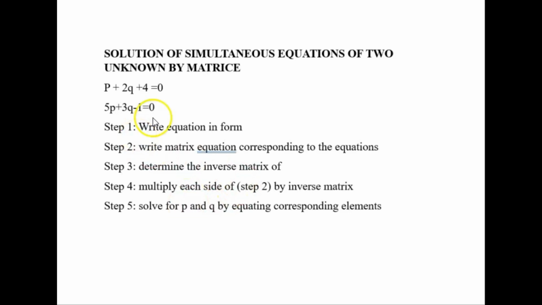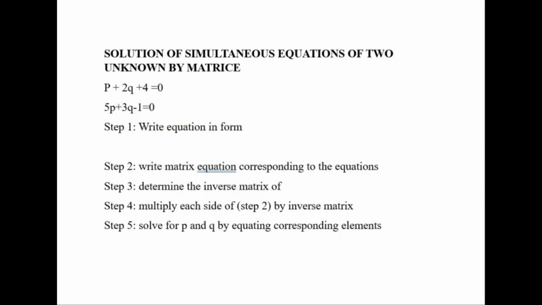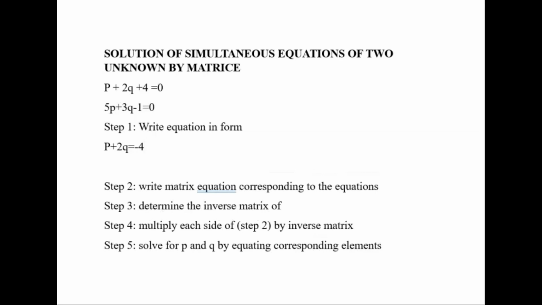So to start, you have to write the equation in this form. P plus 2Q is equal to minus 4. Then 5P plus 3Q is equal to, when 1 comes to the other side, it becomes positive 1. So we have to write it in that form.